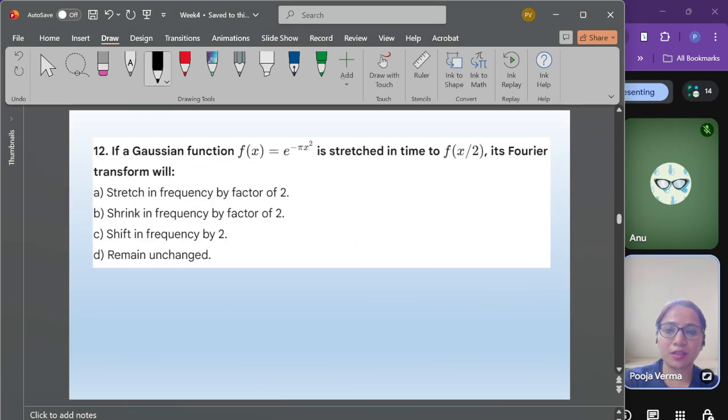Next question is: if a Gaussian function f of x equal to e to the power minus pi x square is stretched in time to f of x by 2, its Fourier transform will be? A Gaussian function e to the power minus pi x square is stretched in time to f of x by 2, then its Fourier transform will be: option A, stretch in frequency by a factor of 2; option B, shrink in frequency by a factor of 2; option C, shift in frequency by 2; or option D, remains unchanged.